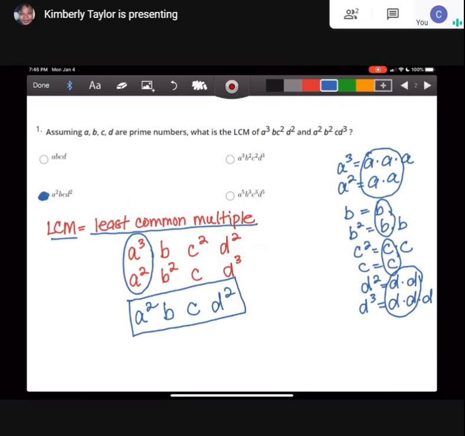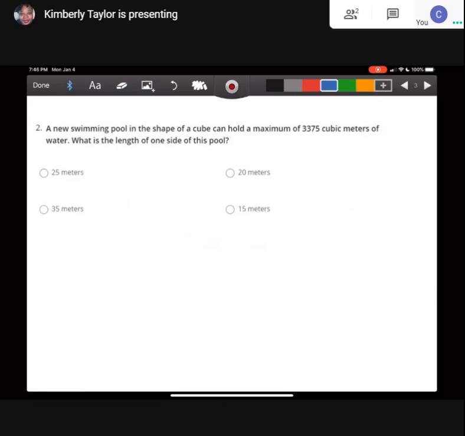Okay, let's go to another question. A new swimming pool is in the shape of a cube. A new swimming pool in the shape of a cube can hold a maximum of 3,375 cubic meters of water. What is the length of one side of this pool?